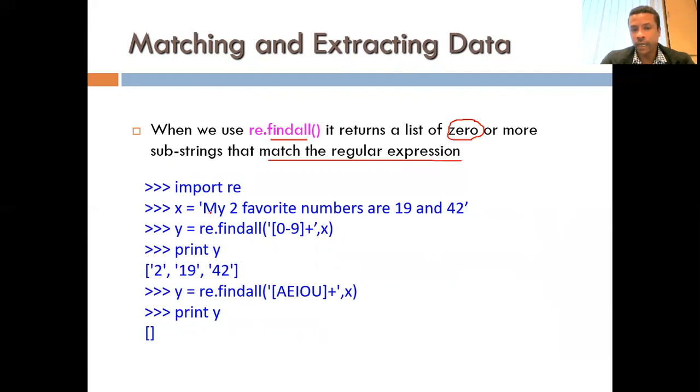This is a text, okay? My two favorite numbers are 19 and 42. So here we said, re.findall a number between 0 and 9, any number of times. A plus sign means one or more times.